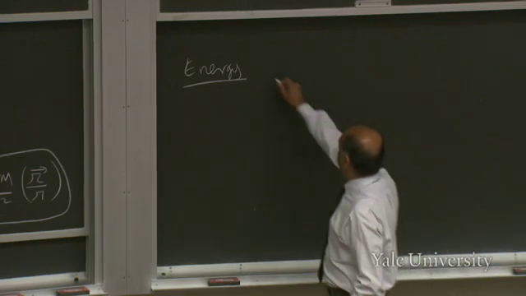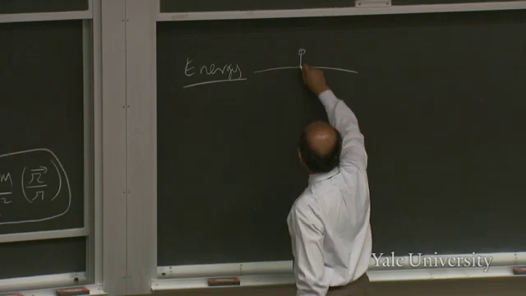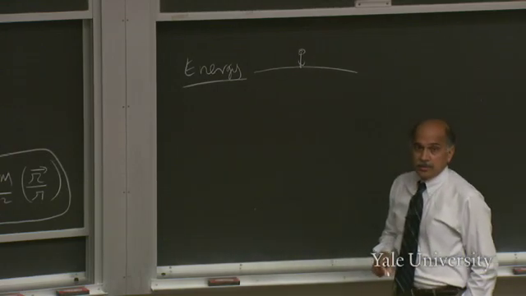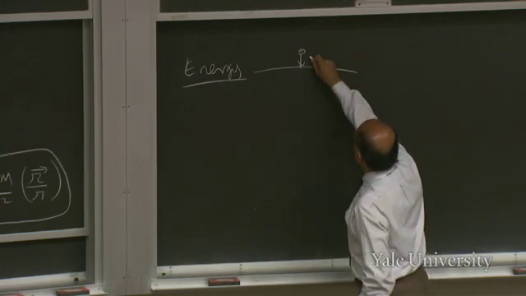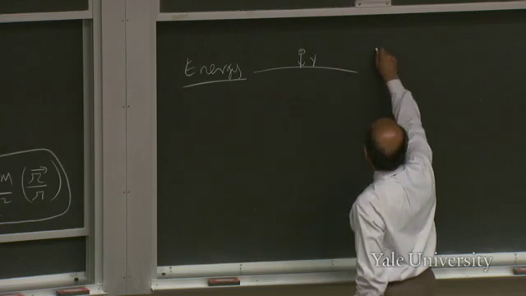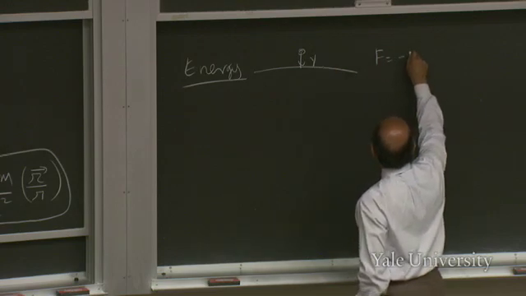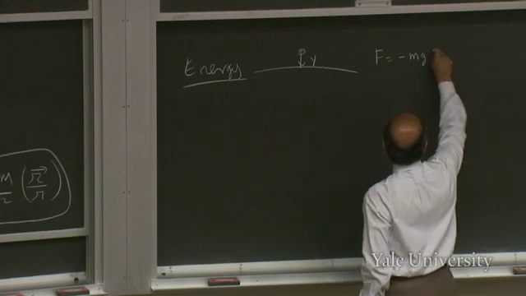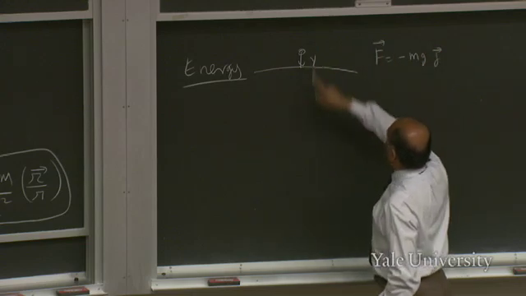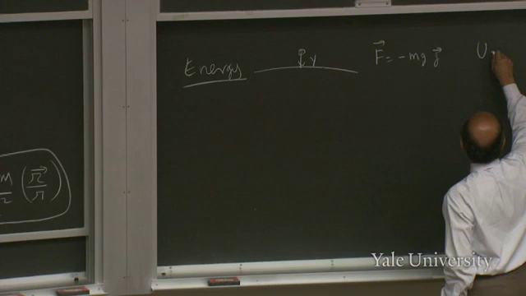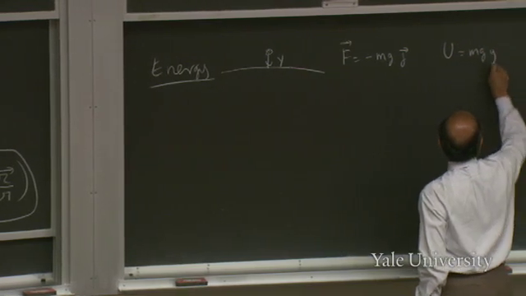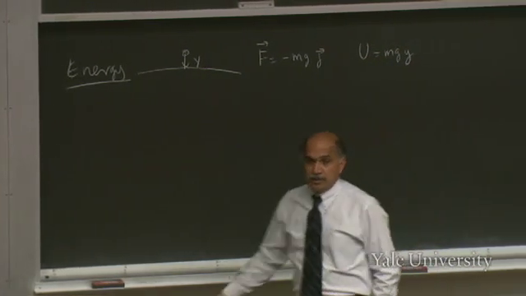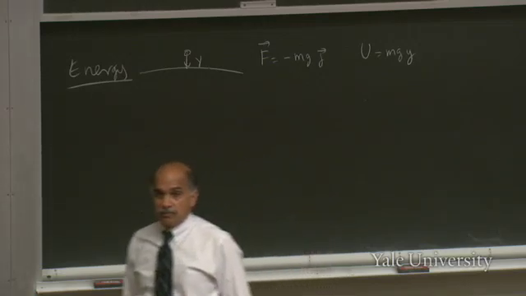First of all, if you're near the Earth, everything falls down near the Earth. If that height is y, then the force of gravity is minus mg times j, but j is the unit vector in that direction. The potential energy is then mgy, and everybody can check that if you take the minus the y derivative of this, you get the force.